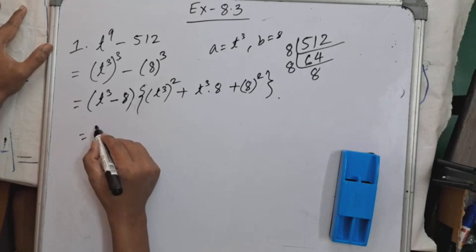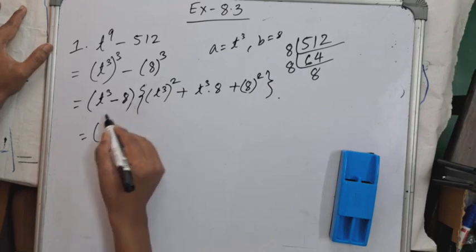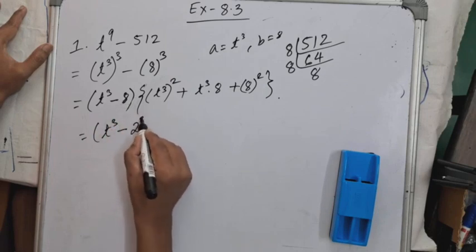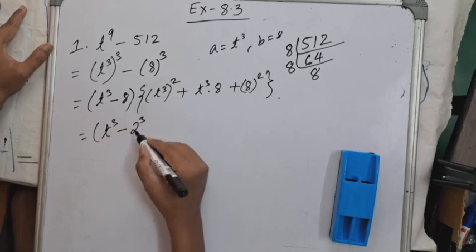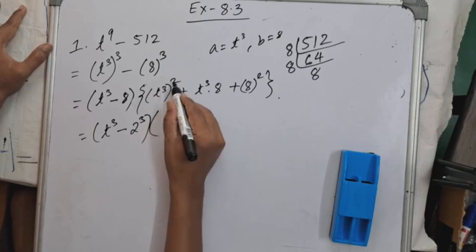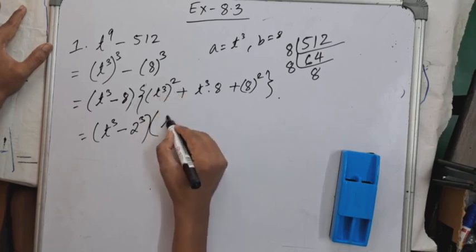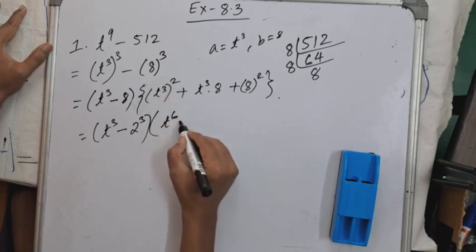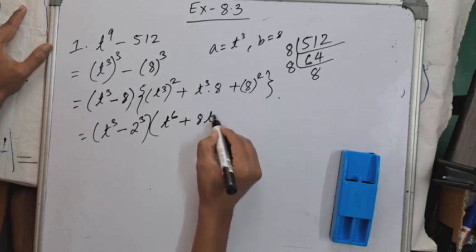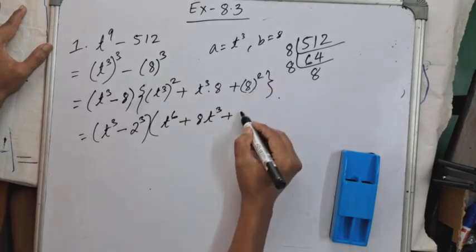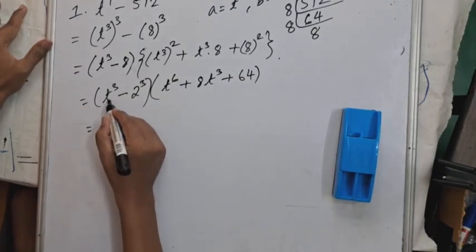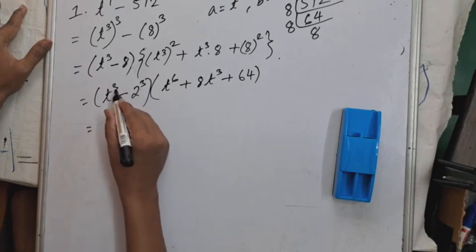Now we can write 8 as 2 cube. So t cube we write as it is, t cube minus 2 cube, since 2 multiplied 3 times gives us 8. Now t cube into t cube squared is t to the power 6, plus 8t cube, plus 8 squared, 8 8s are 64. This will give us t cube minus 2 cube, a cube minus b cube, isn't it?